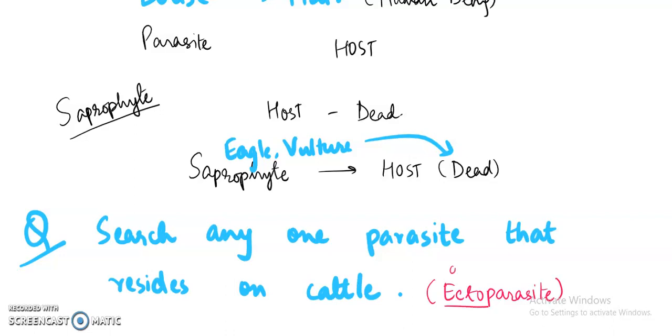Ecto means outside. I gave the example of louse in human hair; the louse resides externally, so it is an example of an ectoparasite. Whereas I gave the example of a worm in the human stomach, which goes inside the body. That is why it falls in the category of endoparasite. Endo means inside, and parasite we have already understood. So you need to give one example of an ectoparasite in the chat.